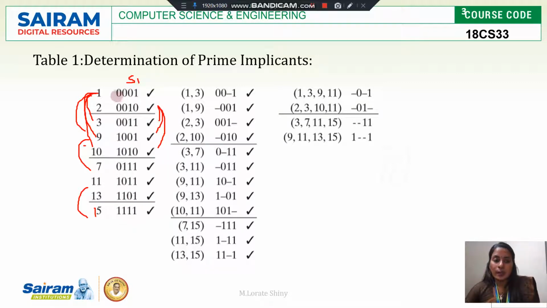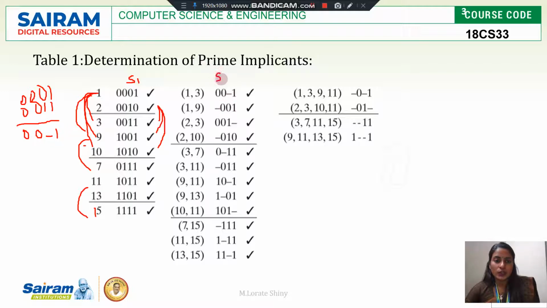Okay. So when comparing, first you will compare 1 and 3. In 1 you have 0, 0, 0, 1. Next 3 is 0, 0, 1, 1. So you have to compare 0, 0, 0, 1 with 0, 0, 1, 1. While comparing, 0 and 0 is 0, 0 and 0 is 0, 0 and 1 will become dash, 1 and 1 becomes 1. Okay. So while comparing, if you are getting a single dash, that term can be written in stage 2. So this 0, 0, dash, 1 can be written in stage 2.